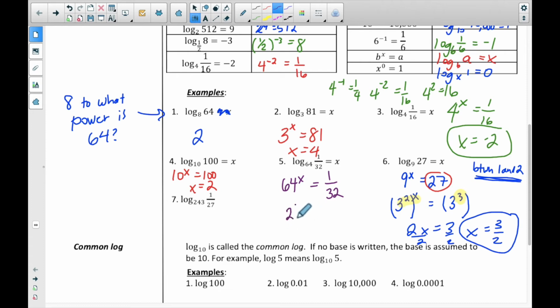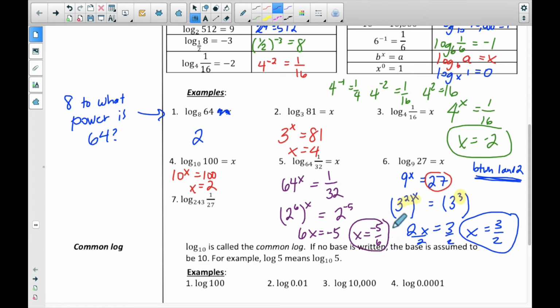Okay, 2 to the 6th power is 64. And 2 to the 5th power is 32. But we don't have 32, do we? We have 1 over 32. And 1 over 32 is 2 to the negative 5. So now, back to that logic, they're both the same base. And so we can just say 6x equals negative 5. And so therefore, x must be equal to negative 5 over 6 because I divide by 6 to get x by itself.